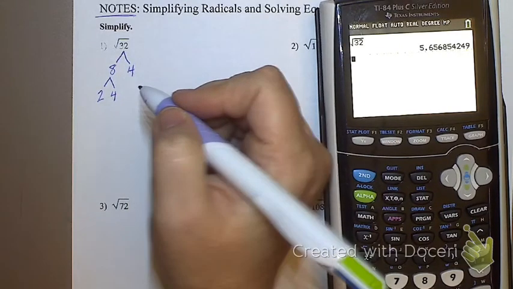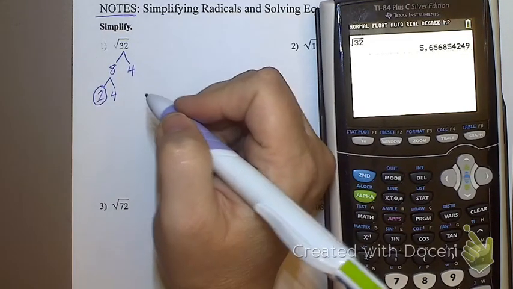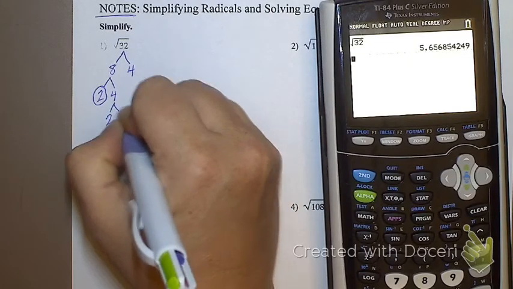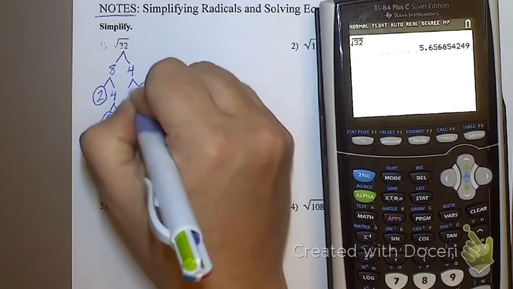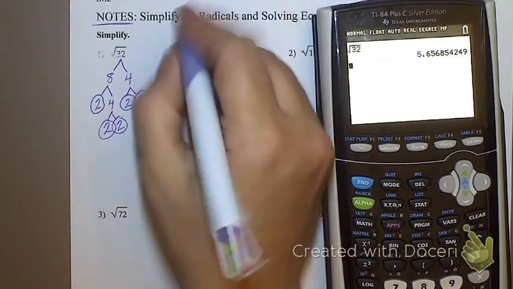Are either of those prime? No. The 2 is. So I'm going to circle it. 2's done. Can't go anywhere from there. 4 is 2 and 2. And this 4 is also 2 and 2. So there are no branches that can keep going, right? Nope. Okay.